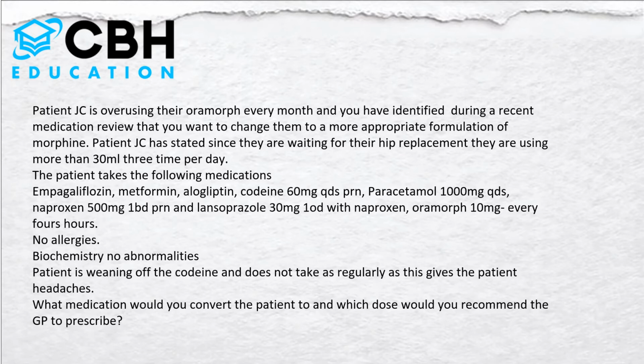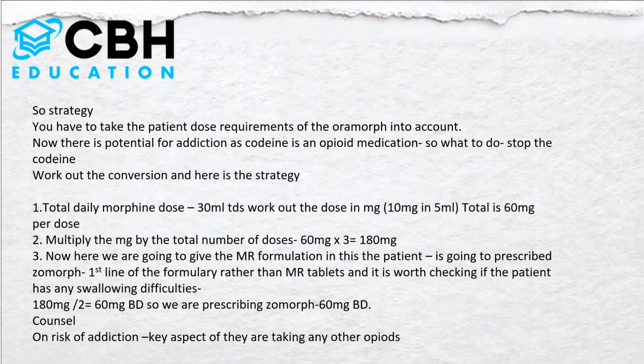So in this case study, the patient is admittedly saying, look, I'm using 30 mls 3 times per day because it's helping me with my symptoms, it's helping me with my pain. I'm not having any issues around this as well. But from a safe prescribing perspective, it's really important to counsel that morphine sulfate is actually used for breakthrough pain. So how did things work for this patient? So the first strategy is to take the Oromorph into account.